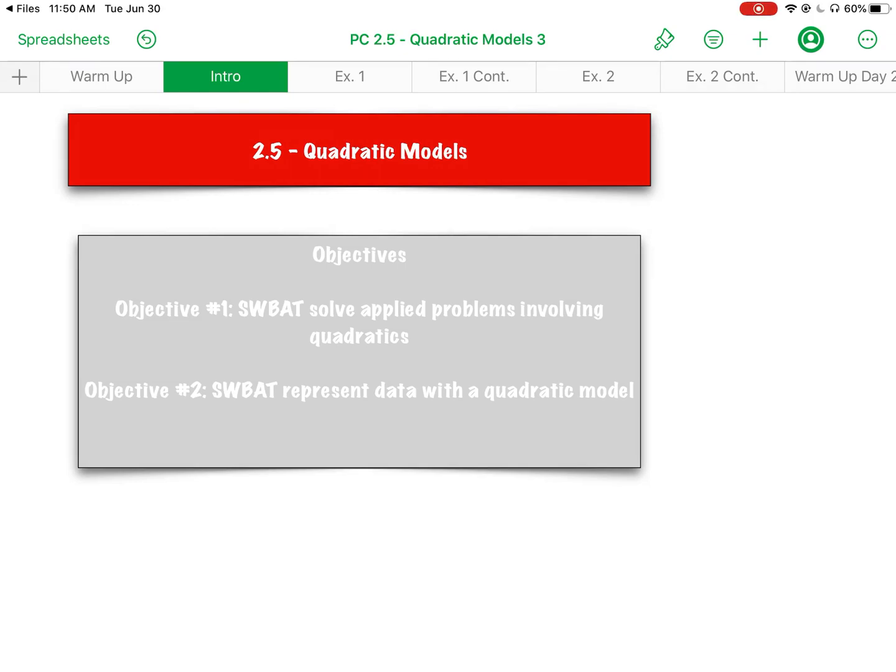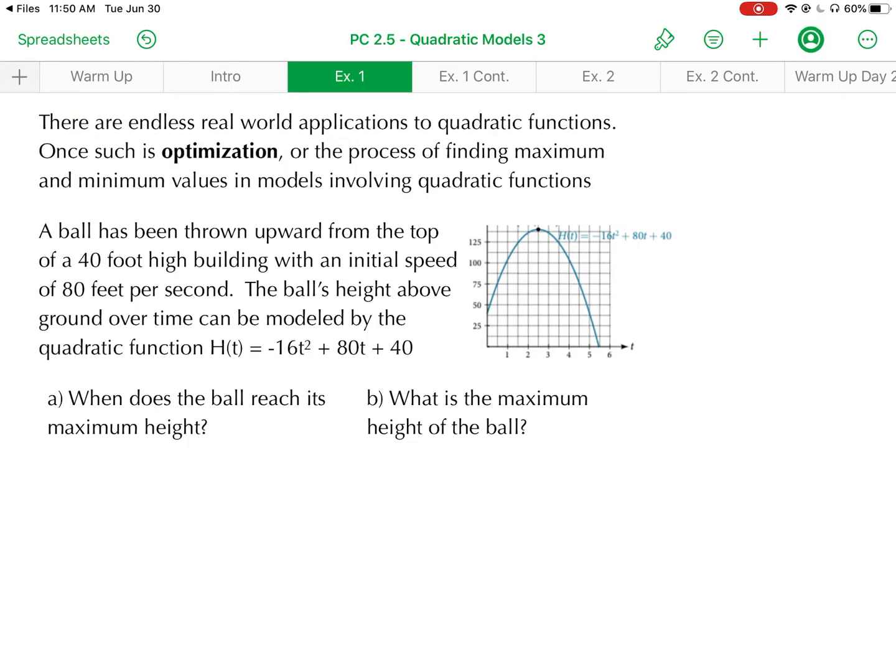In section 2.5, we're going to be focusing on different quadratic models. There are endless real-world applications to quadratic functions, and one area that we often focus on is optimization, which is the process of finding maximum or minimum values in a model involving quadratic functions. You're trying to optimize a situation by getting max or min values.